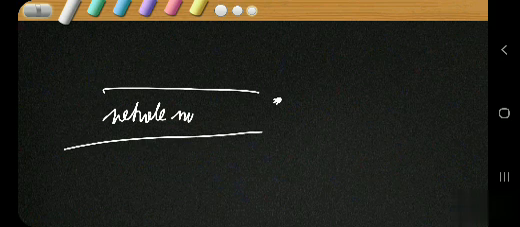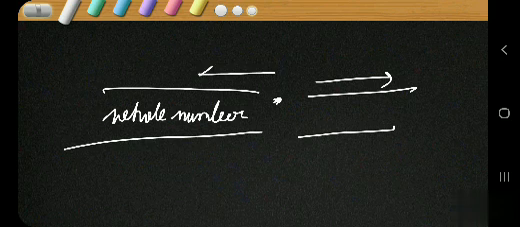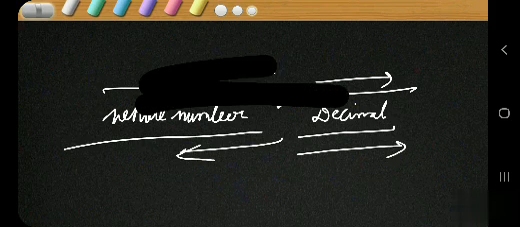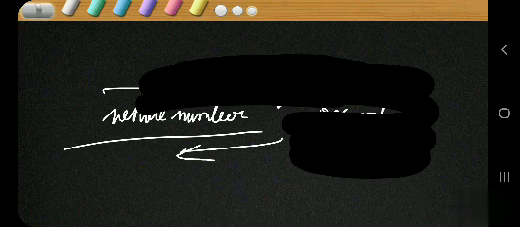The part before the decimal point is known as the whole number part, and the part after the decimal point is known as the decimal part. Yesterday we discussed this, isn't it? This is the decimal point, and the part before it is the whole number part, and the part after it is the decimal part.